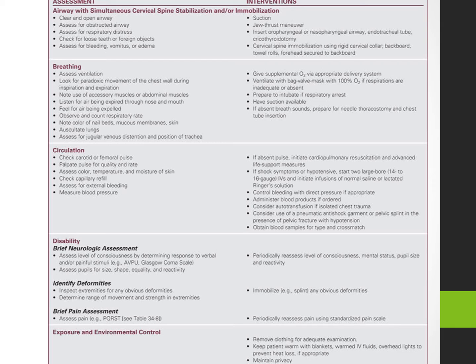And then you would move on to disability. So is there any neurologic decline, including a change in the patient's consciousness? AVPU, so is the patient alert, responsive to voice, to pain, or is the patient unresponsive? Does the patient show any deformities, any major injuries, any mobility concerns for that patient? And then you would assess exposure and environmental control. So this is where you would do your head-to-toe examination. You would also assess that patient's temperature.